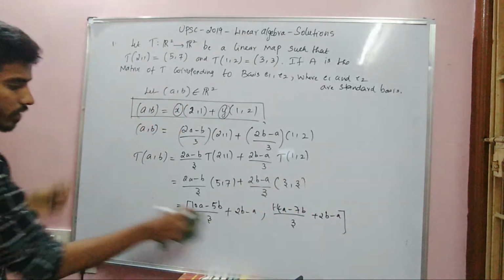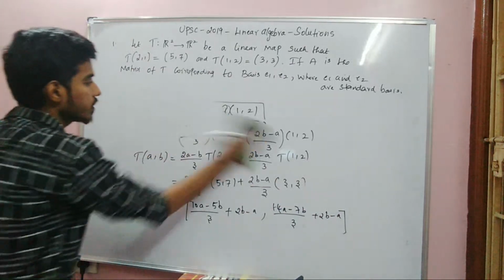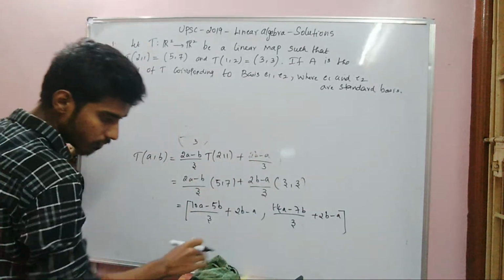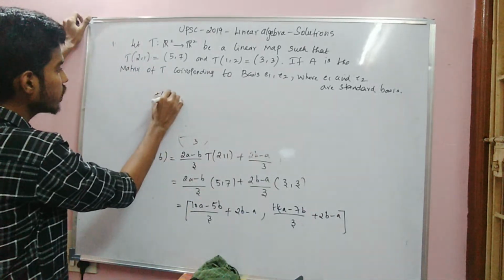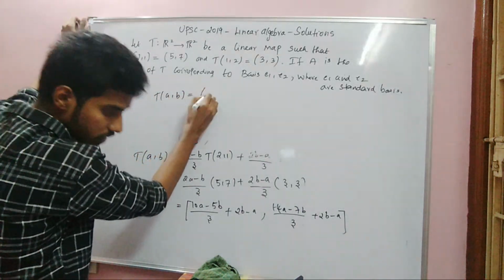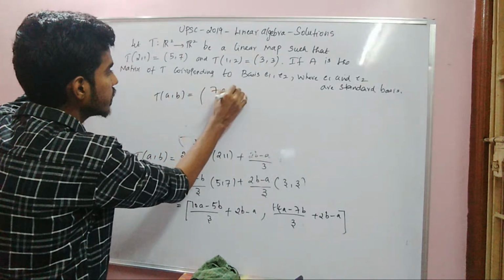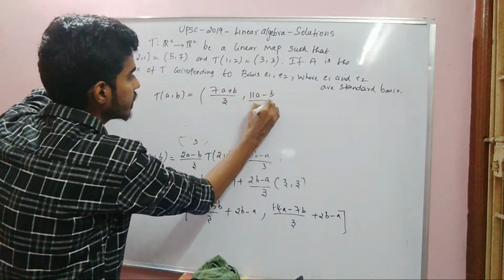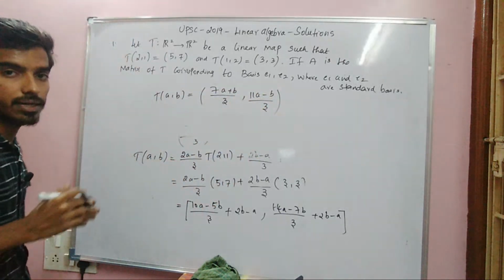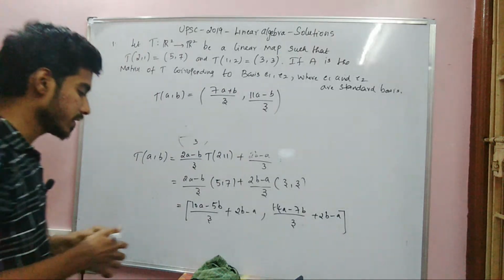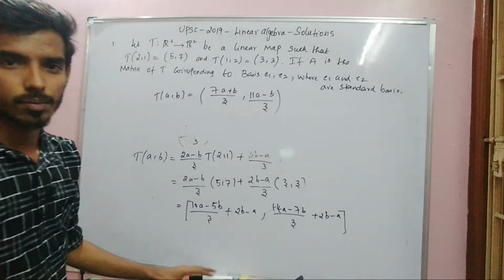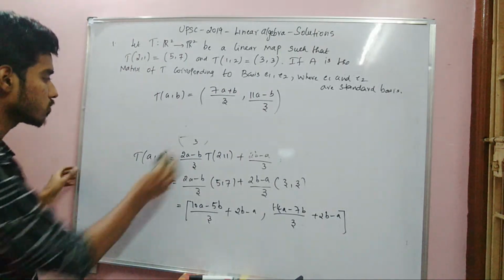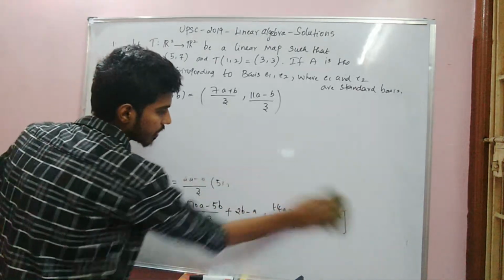Now we make the LCM, and then you find T of (a, b). If we simplify, T of (a, b) is equal to ((7a plus b) by 3, (11a minus b) by 3). This is our transformation. You can either find T of (x, y) or T of (a, b); it is nothing but a symbol, so no problem about the notation. That is just the letter we are representing it with.